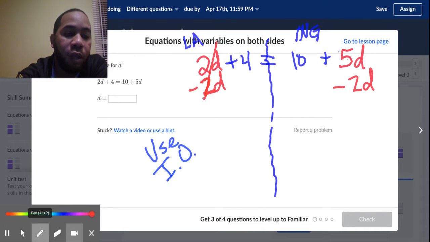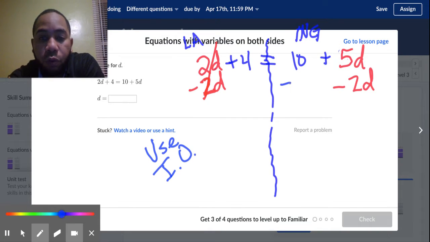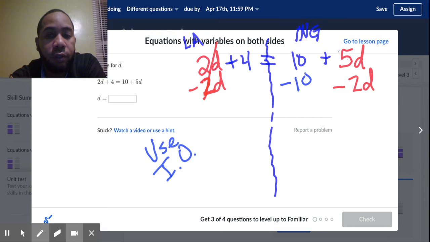And I used to tell the joke, because if the blue and the red is on the same party, they shooting that thing up. So if I move that one over there, I actually want to move this 10 to the other side. So that 10, I want them over there. Positive 10, I use a negative 10. What I do to one side, I got to do to both sides. Those are going to cancel.